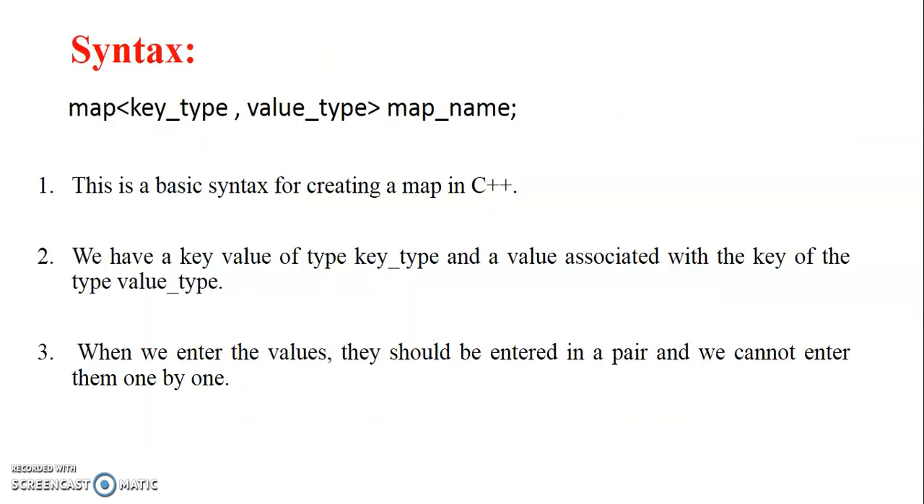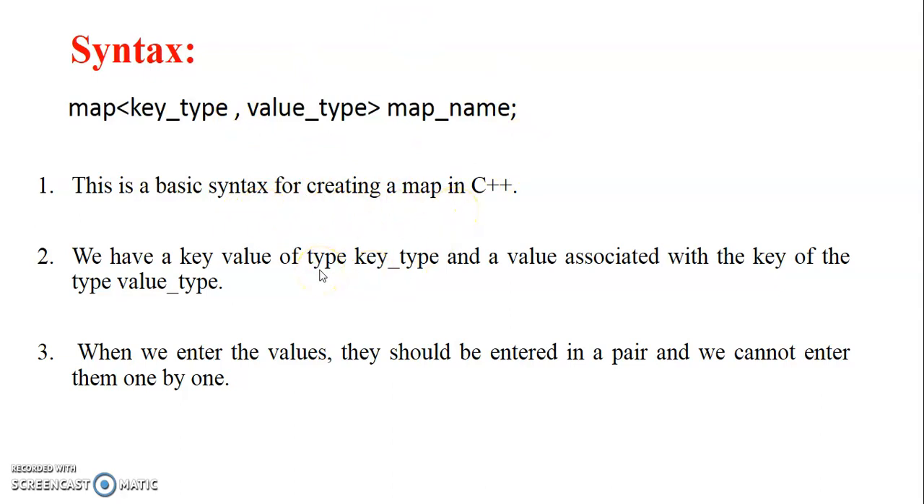Now the syntax of writing a map: first you write map, and then the key type, meaning what type your key value will be. It can be integer, character, string or some other type. Then the type of the value which you are mapping to this key. And then you give some name to your map. It is a kind of variable name, like we give to arrays, vectors and integers. This is the basic syntax for creating maps in C++.